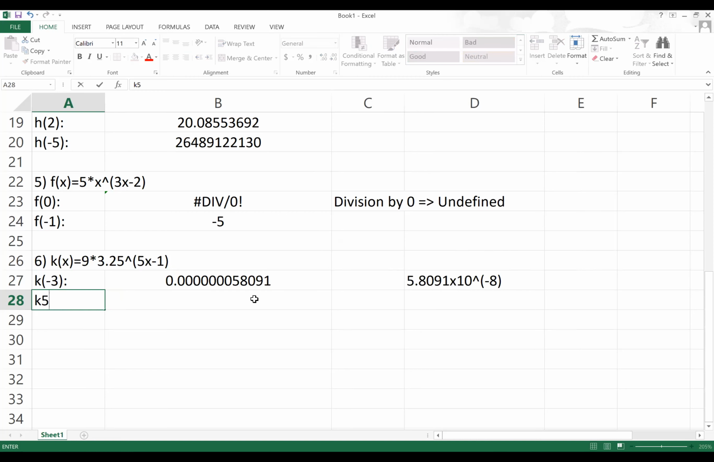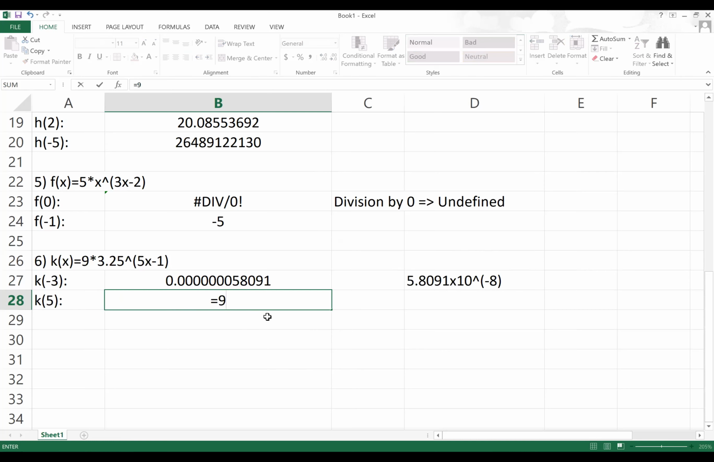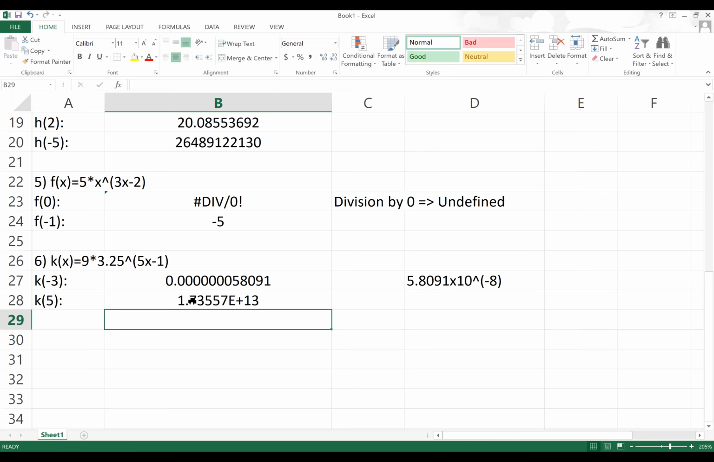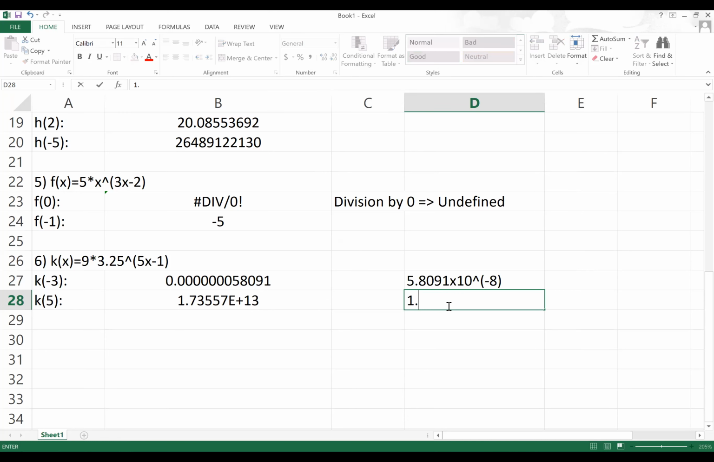Okay, K of 5. All right, so one more time, we just need to replace X with 5. So we input 9 times 3.25 raised to 5 times 5 minus 1. And this one you get a huge number, right? We expect to get a huge number. Here we go. So this is 1.735577 times 10 raised to 13th power, right? So it's a very, very large number.